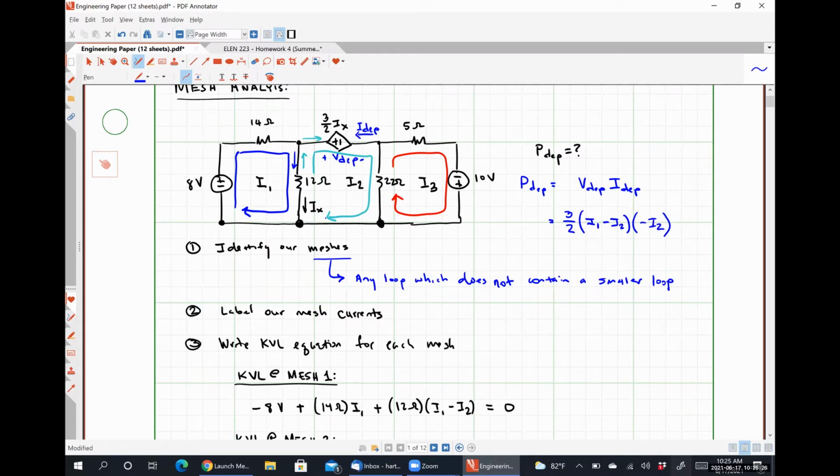Why did you define I dependent as going from right to left into the dependent source? Okay, so that's a fantastic question. Because I am trying to find the power supplied by my dependent source, I need my current to flow into the negative polarity terminal. Because the voltage drop times the current flowing into the negative polarity terminal gives me the power supplied by that source.